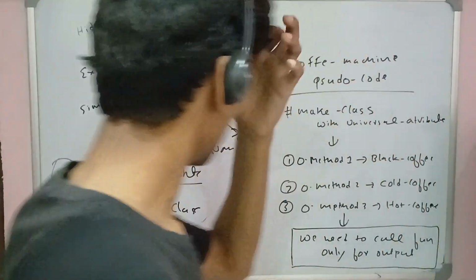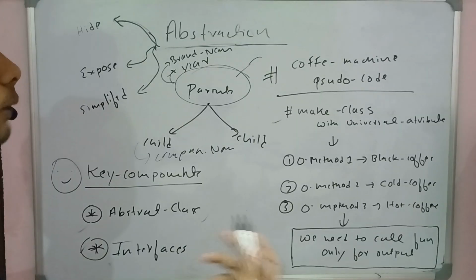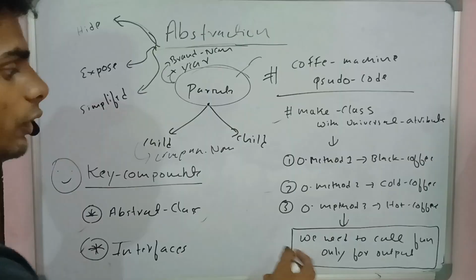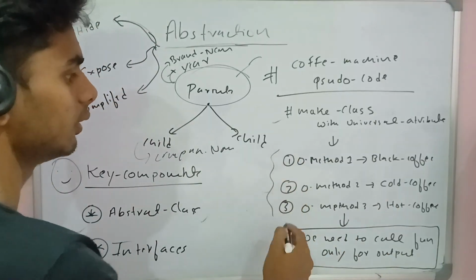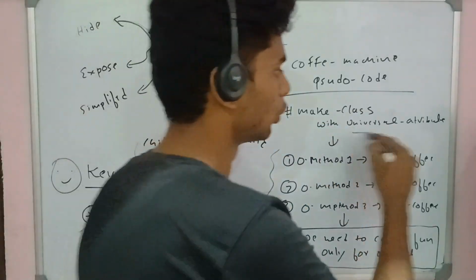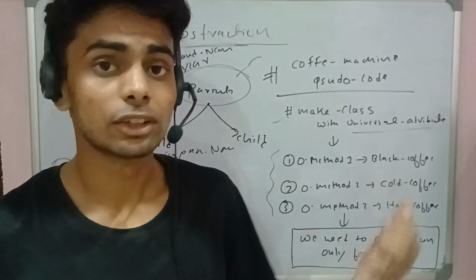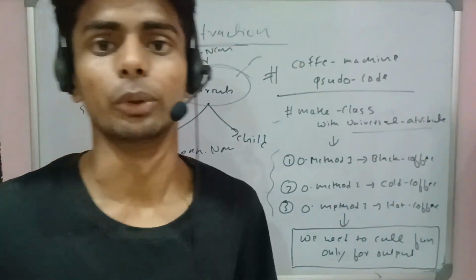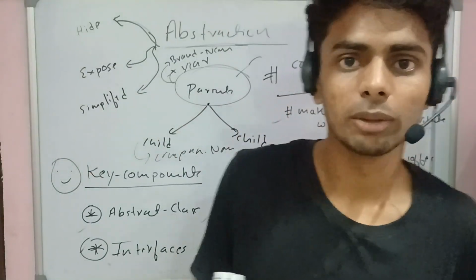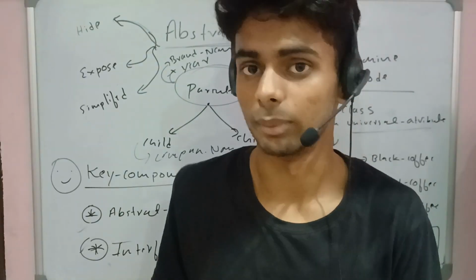In that part, we are talking about making a class. We initially make a class with universal attributes, and overload method one with black coffee, overload method two with cold coffee, and overload method three. So there are three methods here, and we make a universal attribute, because of which we call all the methods with a single attribute. So we make a class first with its universal attributes, and when we call all these methods, we call only the function of each method.